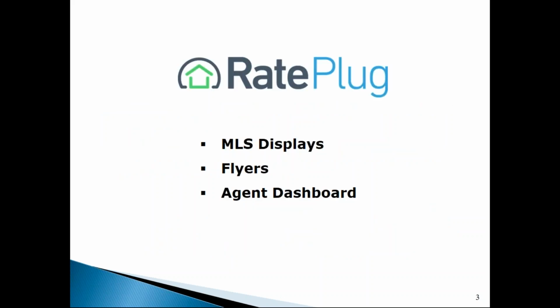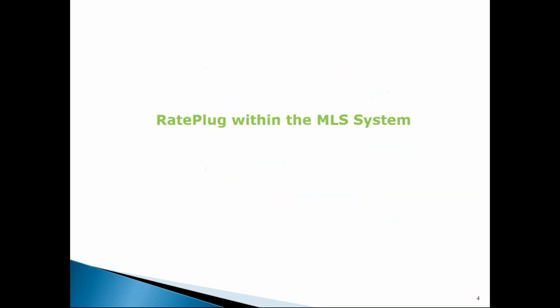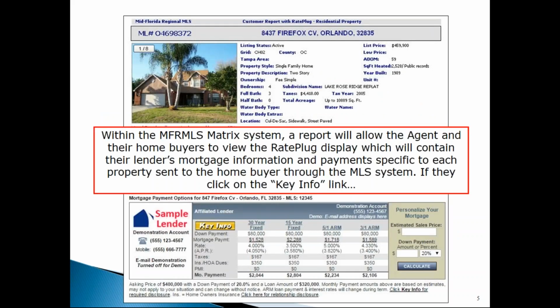So the three areas we're going to cover today are the MLS displays, the flyer program, and the new agent dashboard. Within the MLS system and the Matrix system, a report has been created that, when an agent selects it, and this has to be an agent that is opted into RatePlug, and sends it to their home buyers, will now include lending information from the lender that agent refers to us. Once an agent enrolls in RatePlug, they have to give us the name of a loan officer or loan officers that they would wish to work with. So we reach out to the loan officers, get them set up, and when the agent then sends these listings to the home buyers, the home buyer will see this lending information.